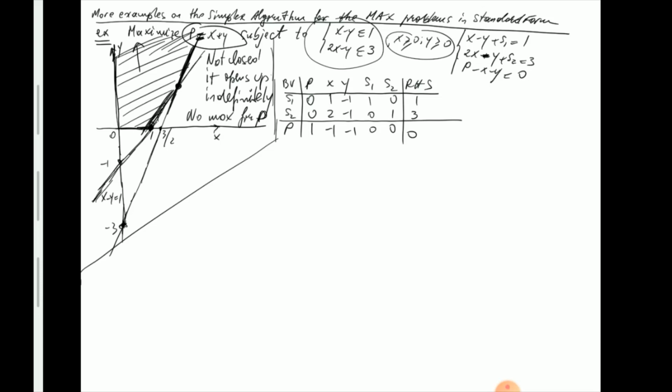So what about the pivoting? Remember, we look for the first non-zero and first negative entry on the P row, which is the first minus 1. Then we look at the positive ratios between the right hand side and the pivot column. So you look at 3 over 2, 1 over 1. This is the least ratio, which means the first pivot is going to be that entry equal to 1.